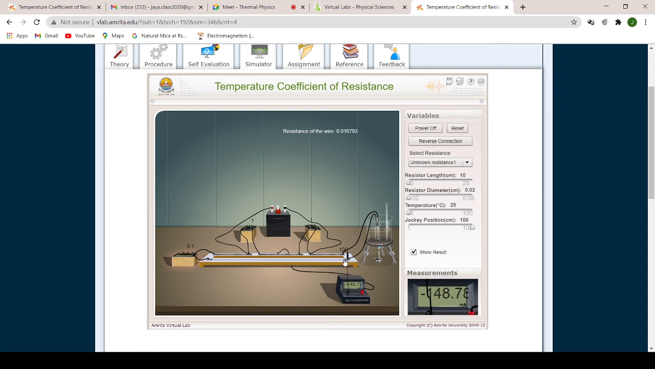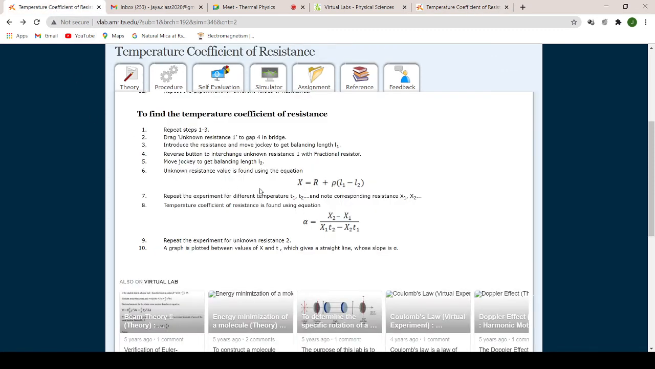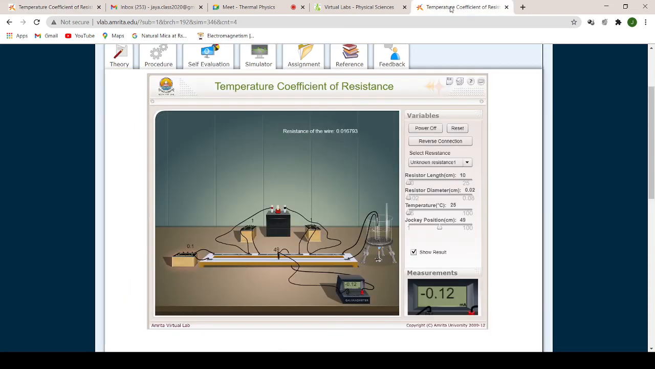Now let us slide this jockey over the wire to know where there is a 0 deflection. This is the closest value that I can get to 0, minus 0 point something. So you should not record this reading, you are assuming that it is 0. Girls, you have to record only this particular value, which is 49. So that is now L1. What is given in the formula here? L1, that is the first balancing length. Now what you have to do?